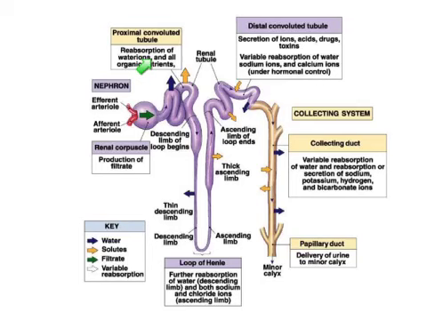In the descending limb of the loop of Henle, you have reabsorption of water. In the ascending limb of the loop of Henle, you have reabsorption of solutes, including sodium chloride. In the distal convoluted tubule, you have reabsorption of water, sodium, and calcium, and you have secretion. If you look here, the arrows that have this dotted line indicate variable reabsorption, where reabsorption varies according to hormonal triggers and according to the needs of the body.